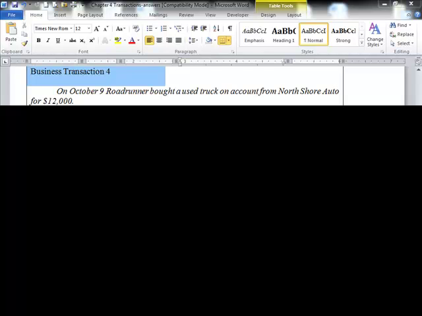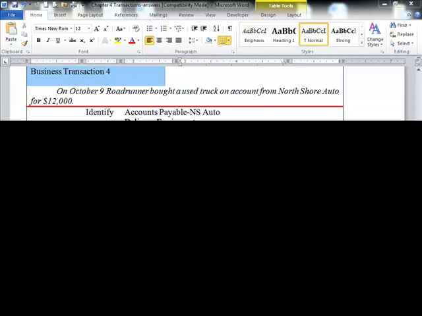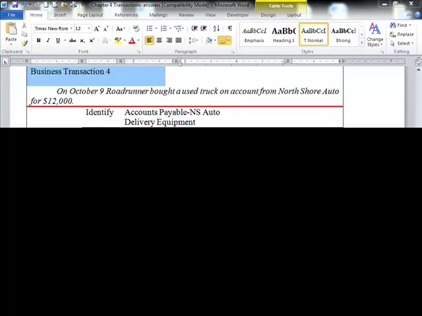And simply enough, we know that if we bought it on account, remember that keyword on account means we're paying for it later. We're not paying for any of it right now. It does not say so. If it did, it would have said check or cash. So in this case, we have a liability account called accounts payable to North Shore Auto. Again, it's a great habit to get into to put the company's name after the payable account. In any given month, you can owe more than one person some money, so we should specify exactly who it goes to. And we added some delivery equipment to our business.